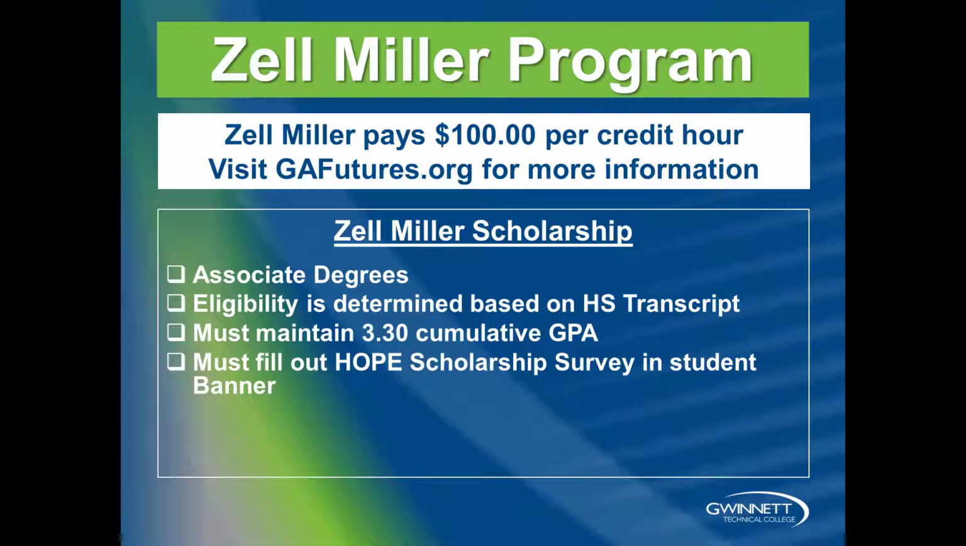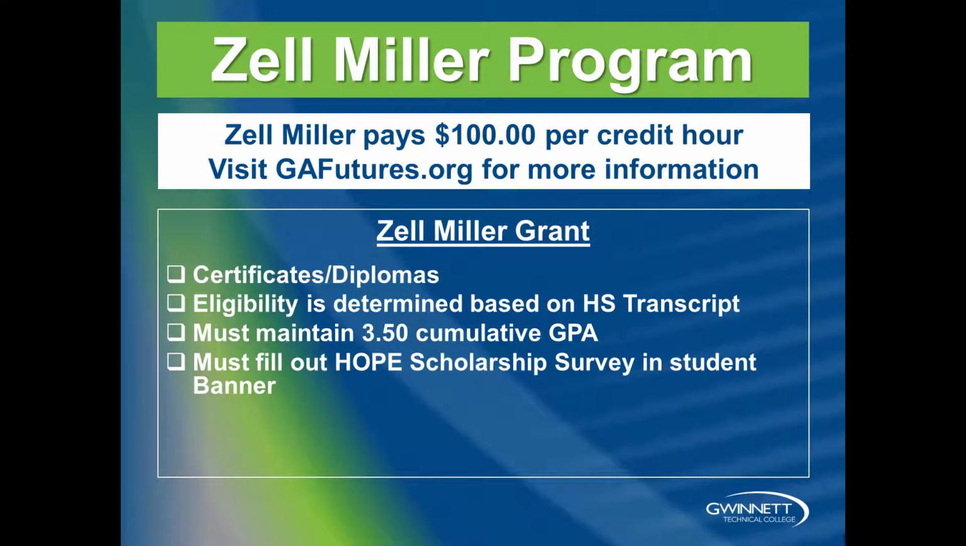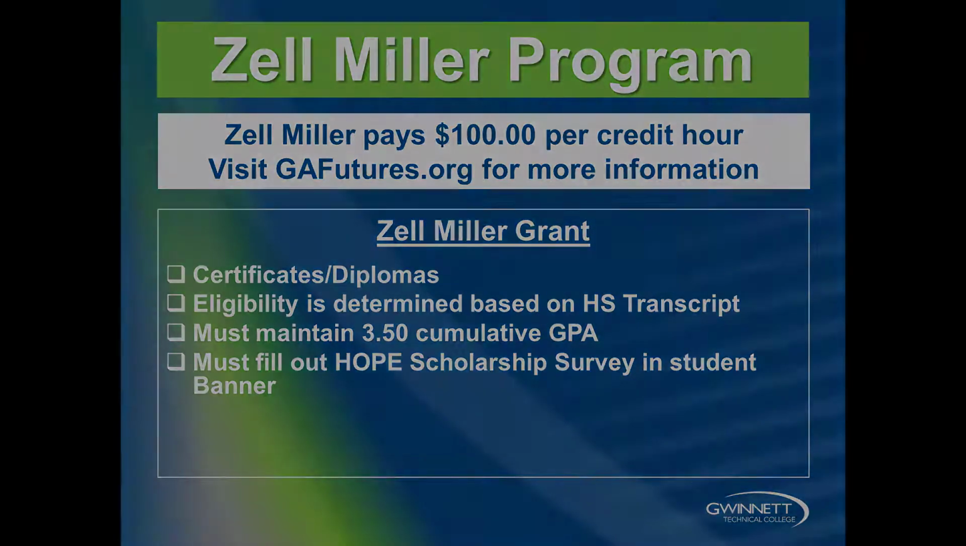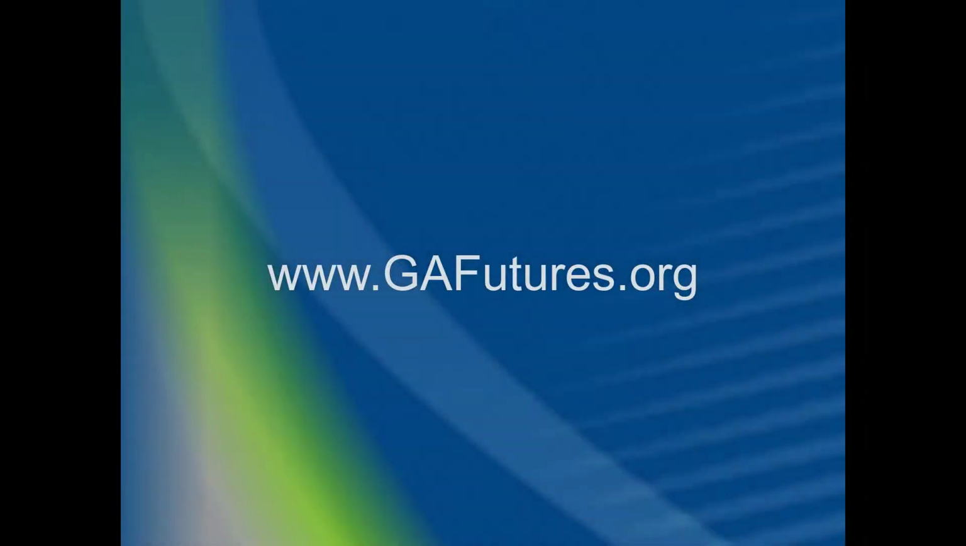You must maintain a 3.3 cumulative GPA in order to maintain the scholarship. The Zell Miller Grant is for students enrolled in eligible diploma and certificate programs. Like for the scholarship, the Hope Survey must also be completed in Banner for the Zell Miller Grant. The cumulative GPA requirement for the Zell Miller Grant is 3.5. There are additional requirements for the Zell Miller Scholarship and Grant.